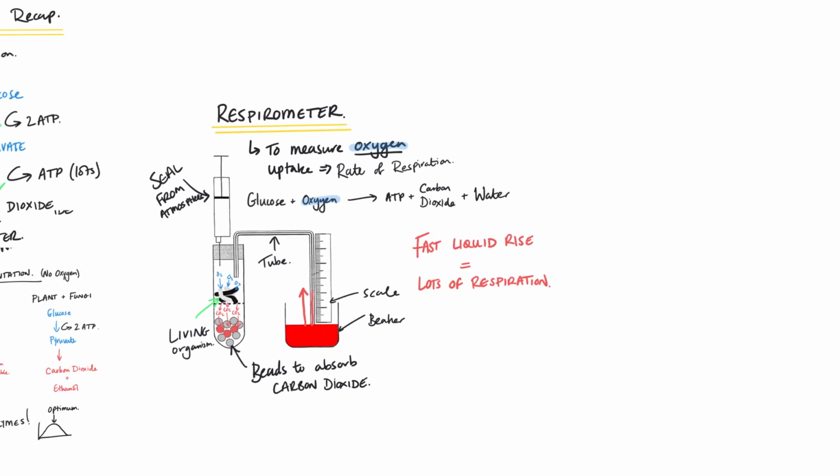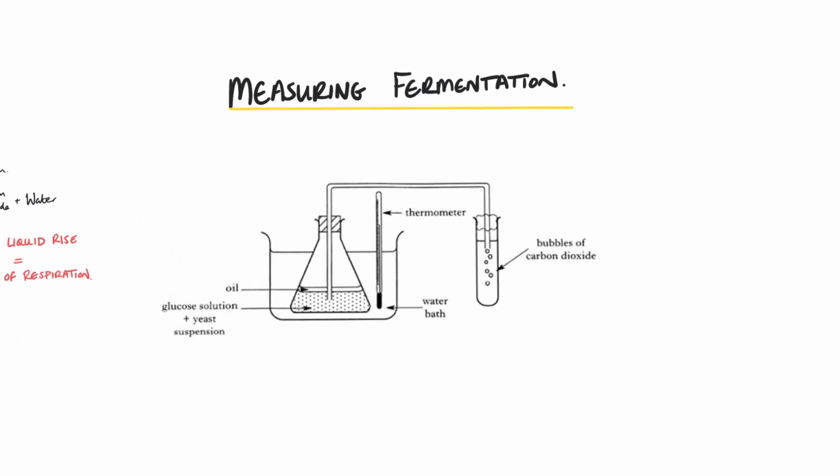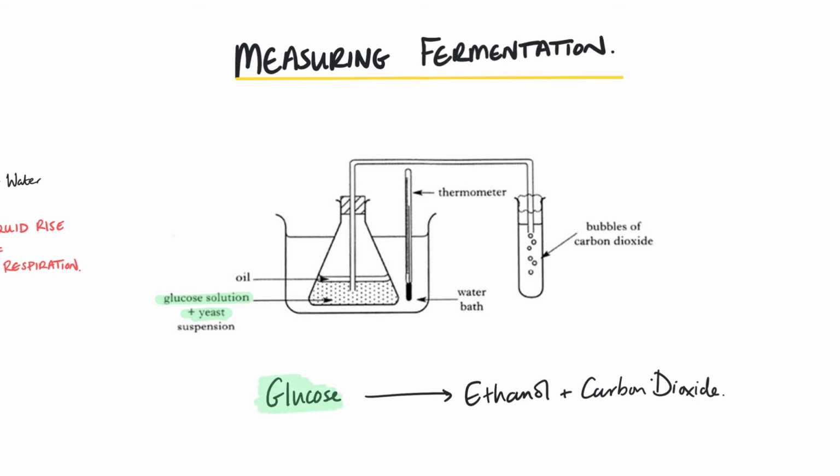The next piece of equipment we'll look at is how we could possibly measure fermentation. So we're still looking at respiration, but this is now going to be respiration without oxygen. In this case, we are looking at yeast cells and how we can get yeast cells to respire. In the conical flask there, you can see you have got a solution of yeast that has been mixed in with some glucose solution. So you've given the yeast some sugar that they can feed on.